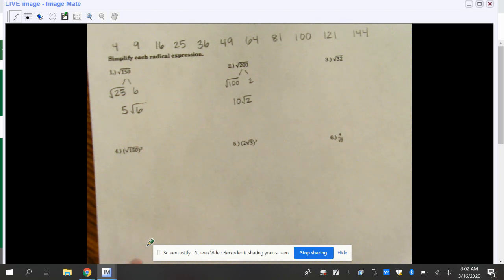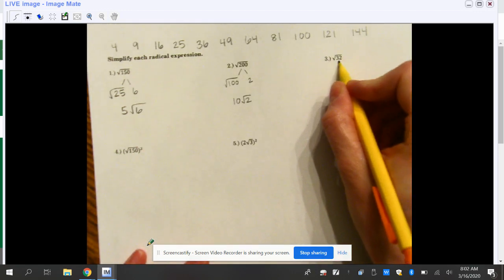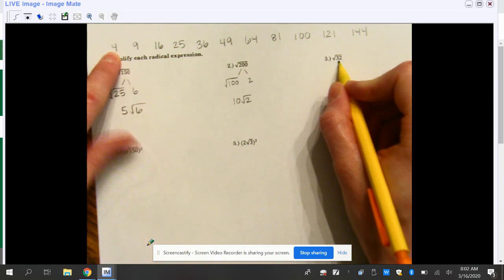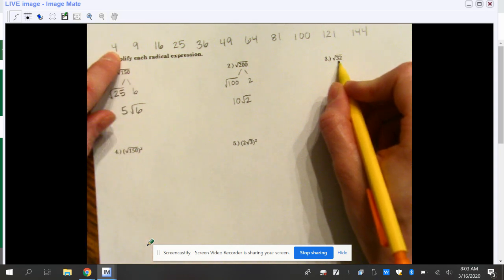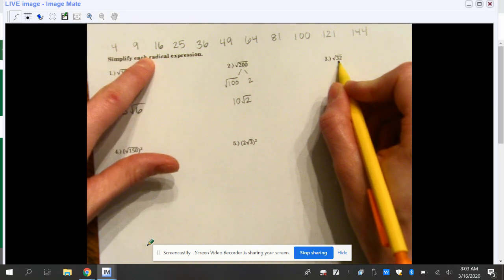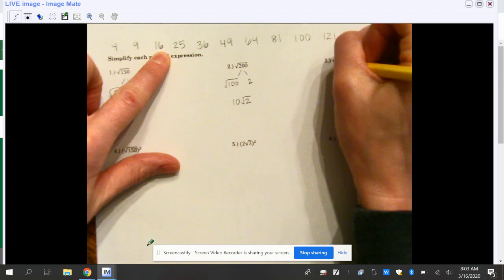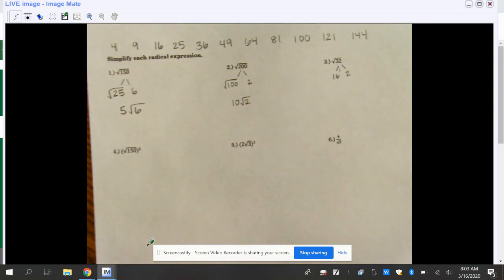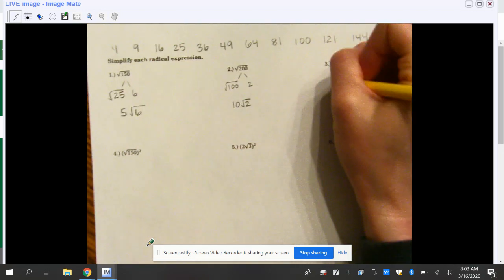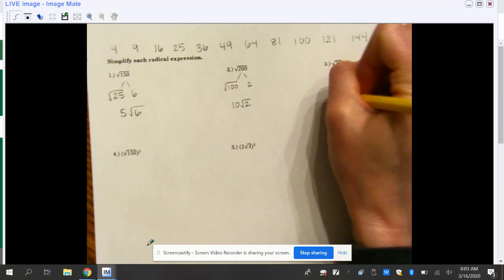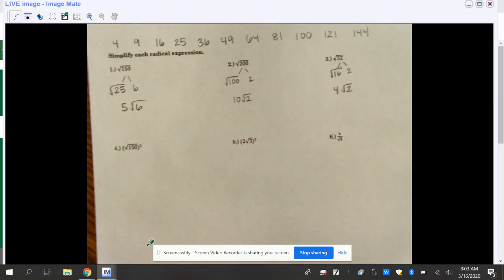Then I go to 32. Think about the factors that go into 32. 4 goes into 32 8 times, but 4 also goes into 8, so that means that's not the biggest one. So I'm going to go 9, no, 16. 16 goes into 32 2 times, so that's the biggest perfect square. That means the 2 stays underneath, and the square root of 16 is 4.